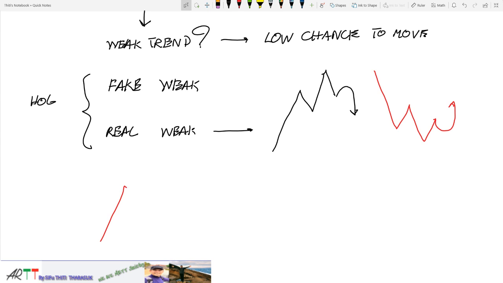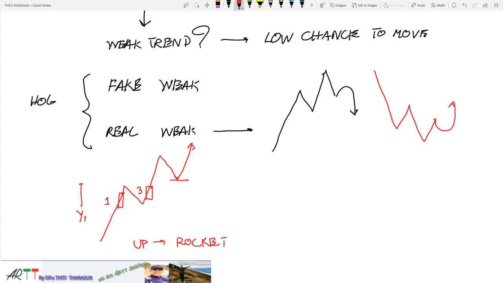Fake weak trend is like this. It looks like weak trend, but when you apply HOG, HOG is in the first floor and third floor. That means after market retrace, if you shoot up, this is a weak trend for uptrend. That means this is uptrend. This is rocket. But to become rocket, we need to add another scenario.